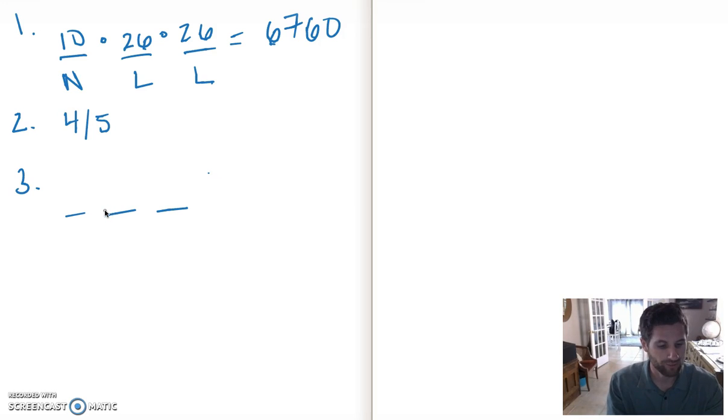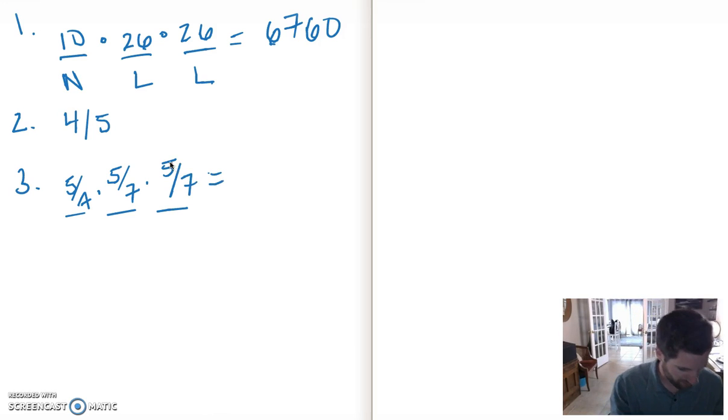Okay, so what's the probability that Bob is on time? Well, if he's late 2 out of 7, that means he's on time 5 out of 7. That was a really weird way to write that. And what's the probability that happens 5 days in a row? So we're going to multiply all of that. So I basically get 5 times 5 times 5 times 5, which is equal to 125, over 7 times 7 times 7, which is 343.